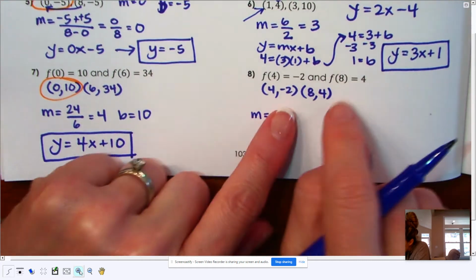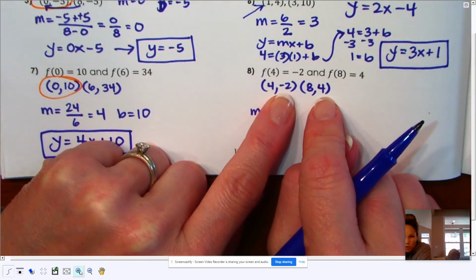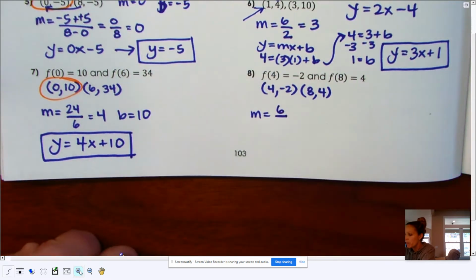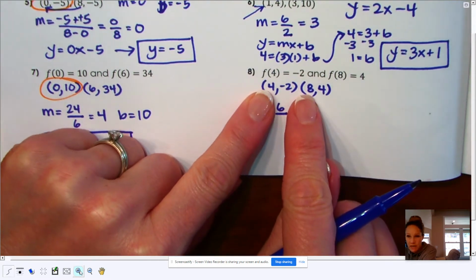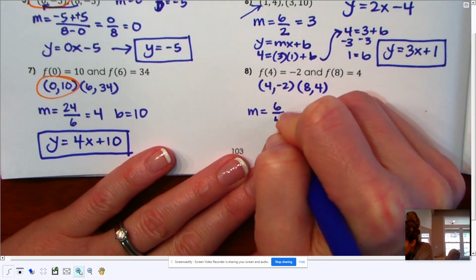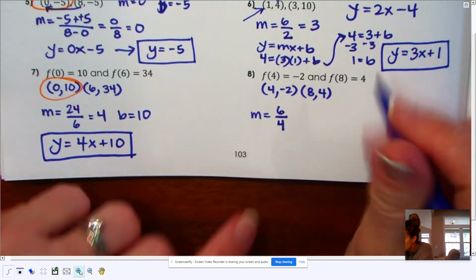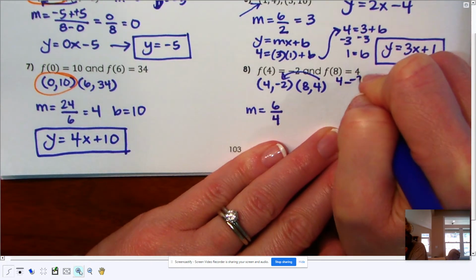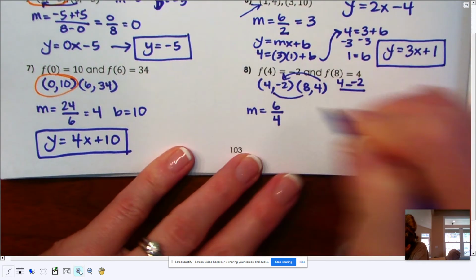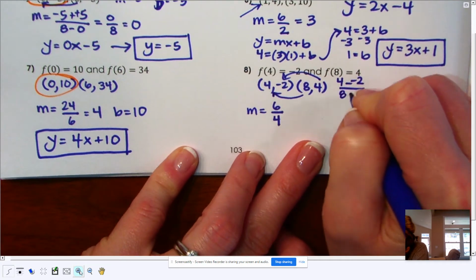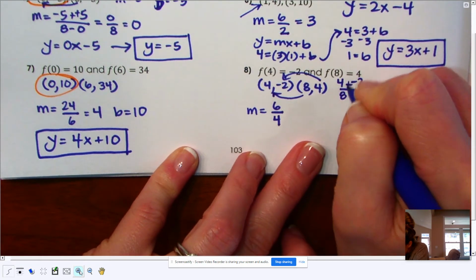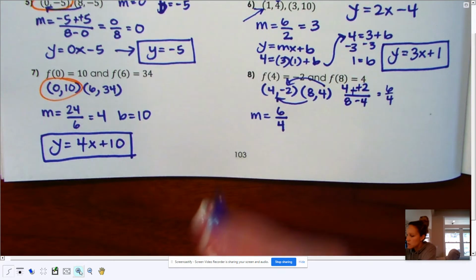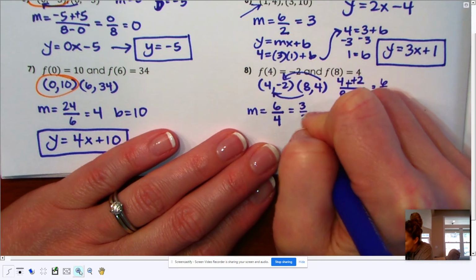Okay, so in the y direction, if I went from -2 all the way up to 4, I went up by 6 spaces. If I started at 4 and went over to 8, I went over by 4 spaces. And again, if you were to write this out, on the top you could go 4 minus -2, and on the bottom you could go 8 minus 4. And remember, subtract a negative is plus, so you'd still wind up with 6 over 4, which we want to reduce. And so we get 3 over 2.